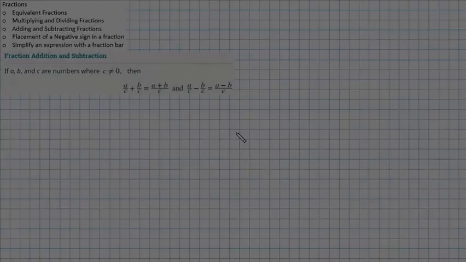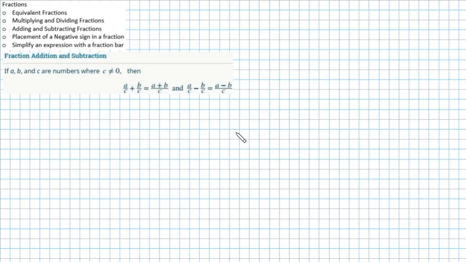Okay. Adding fractions is a simple matter once the denominators are the same. So for example, if I have, let's say, 1/7 plus 3/7, well then that's 4/7.